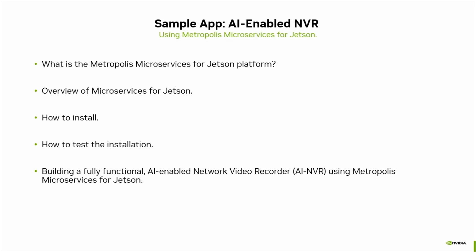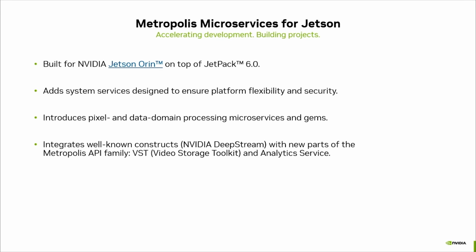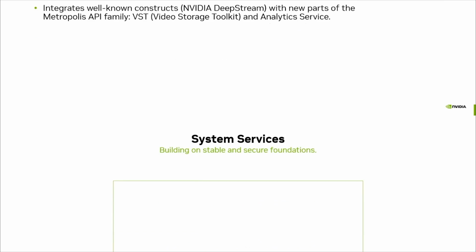The Metropolis Microservices for Jetson, or MMJ for short, is an extension of Metropolis platform that encompasses Jetson devices. The entire Jetson Orin family built on top of Jetpack 6.0 or later will be supported. MMJ introduces its own VMS as well as metadata processing.